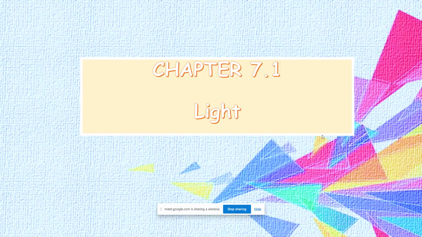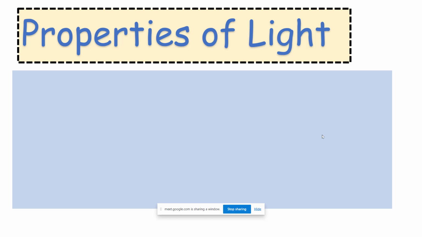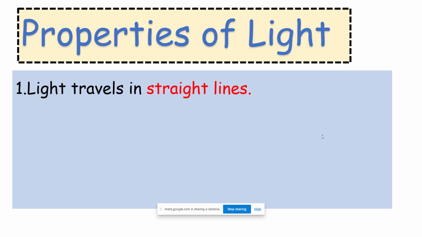Okay, student, light. Look at this. What are the properties of light? First one, light travels in straight lines.